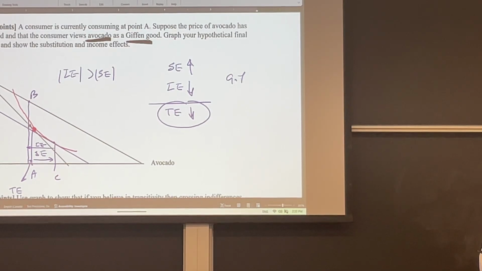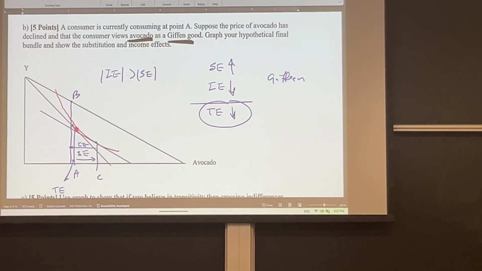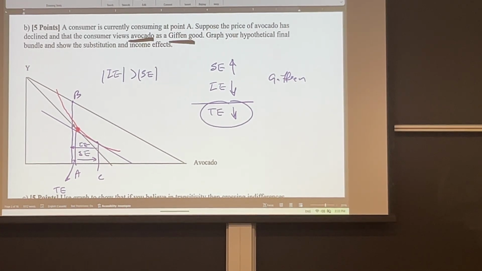If the question was, this is just normal, inferior, not Giffen, then B would have been, say, somewhere there, in between A and C. Then I would have said the income effect pushes you back, but not so much. So you still buy more, the total effect stays positive. Anyway, it wasn't in this case, so I graphed this up.